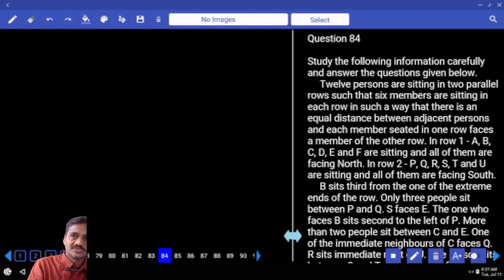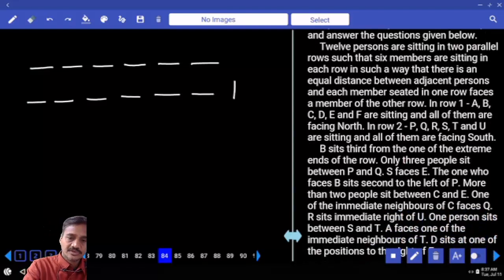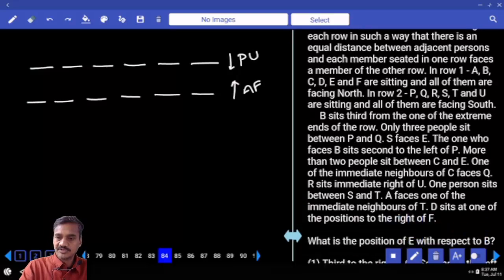There are some 12 persons seated in 2 parallel rows. 12 persons were there, 1, 2, 3, 4, 5, 6, and here again 1, 2, 3, 4, 5, 6. Now 12 persons were there, 6 and 6. Then in row 1, A, B, C, D, E and F, and all of them are facing north. Now this is row 1, and this is row 2. P, Q, R, S, T, and U are in row 2, and all of them are facing south.